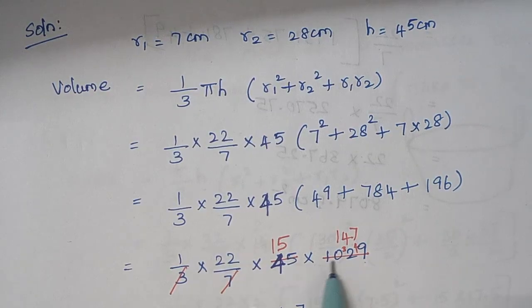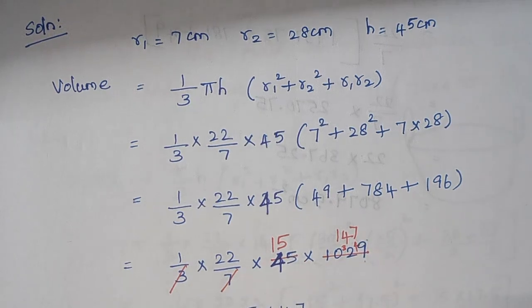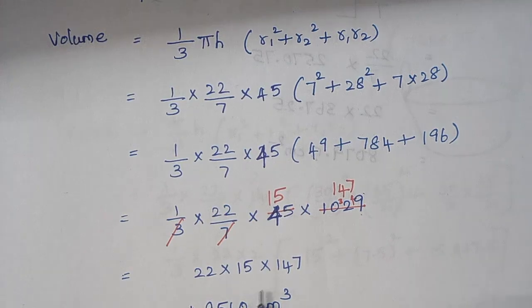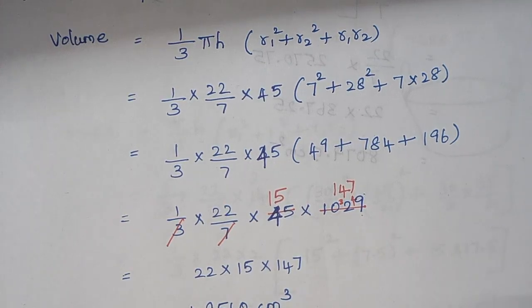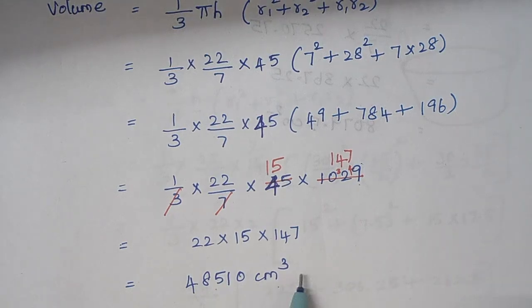So 7 and 1029 cancel by 147 times, and 3 and 45 by 15 times. So again we have 22 into 15 into 147. So here the answer is 48510 centimeter cube. Here all the parameters are given in centimeters and we are discussing volume, so it is centimeter cube.